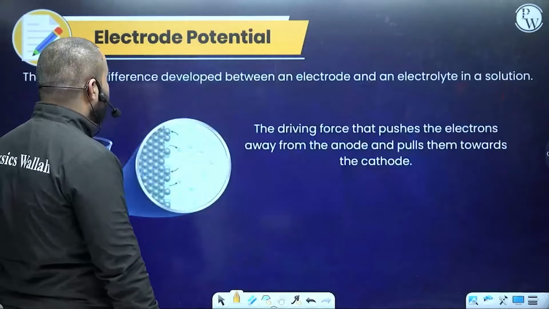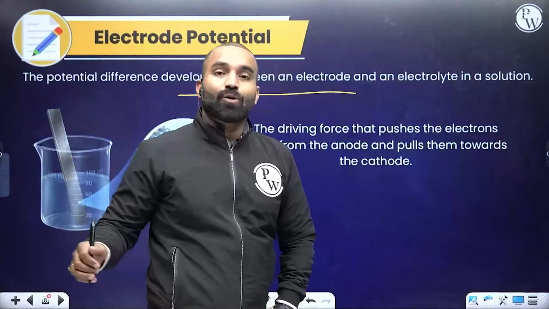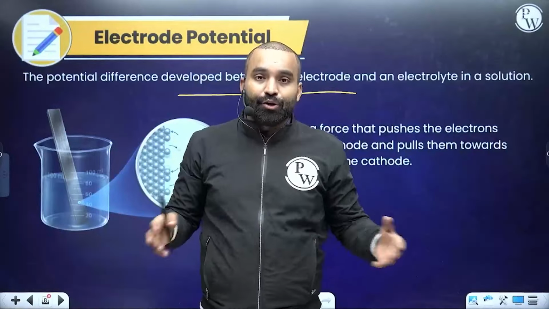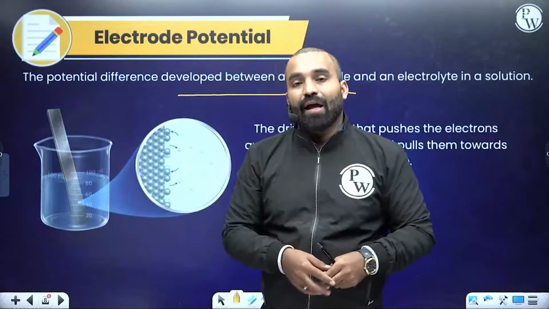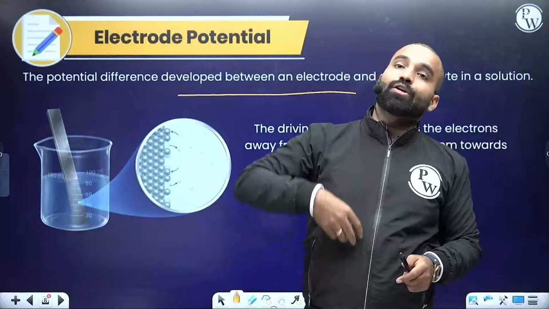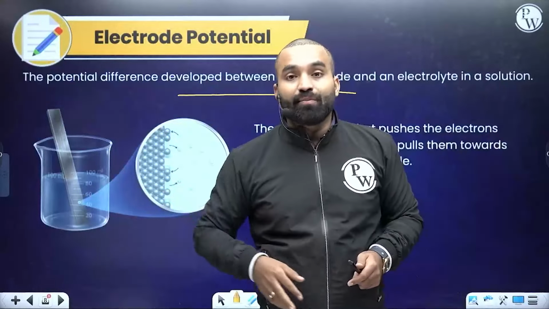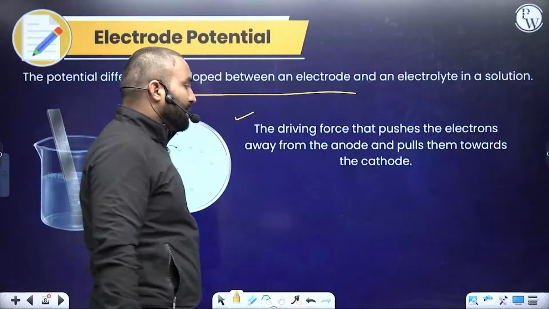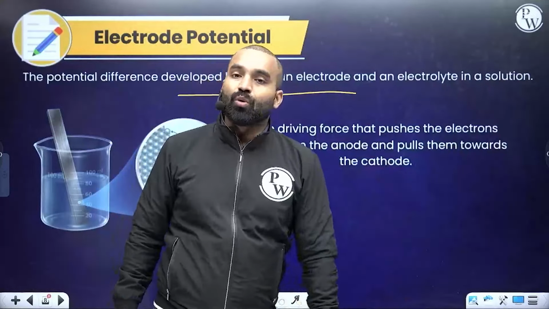Pakka? Next. Now I said the potential difference develops between an electrode and the electrolyte of the solution. I said there is an electrode and around that there will be electrolyte. Due to the concentration gradient, charge will be very finely separated, and due to that there will be electrode potential, and this electrode potential will force the electrons to start traveling from one electrode to the other, and then there will be EMF. EMF means electromotive force. That electromotive force, the driving force that pushes the electrons away from the anode and pulls them towards the cathode, is known as EMF.